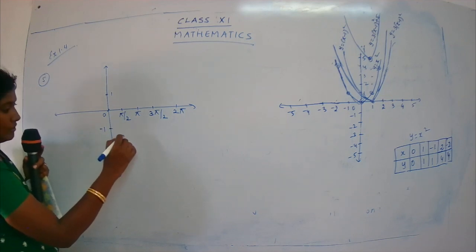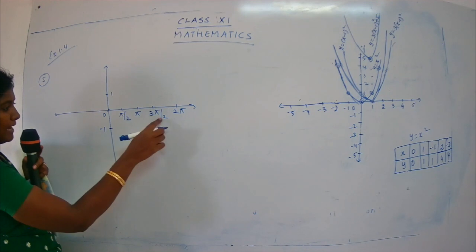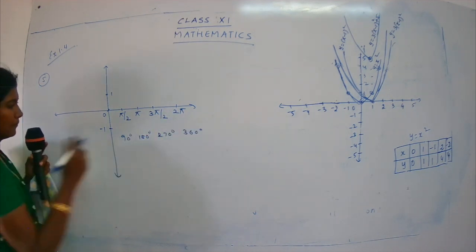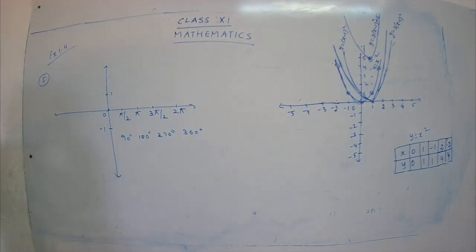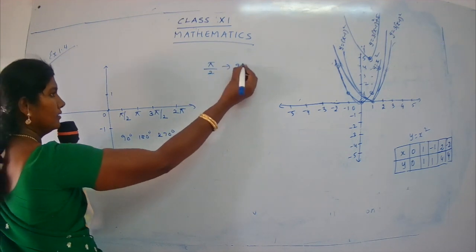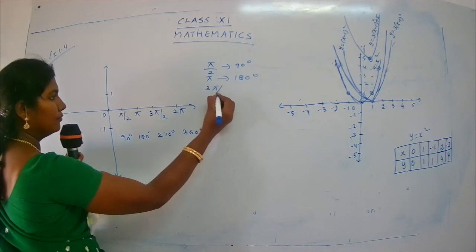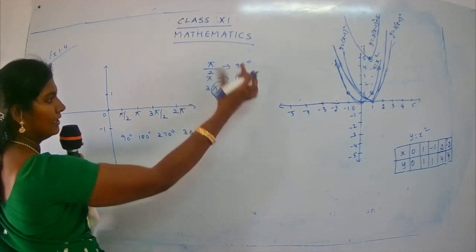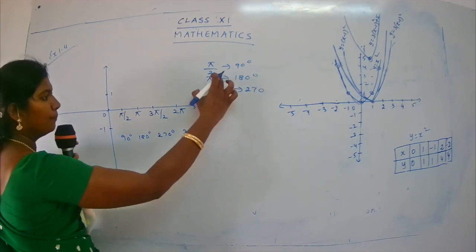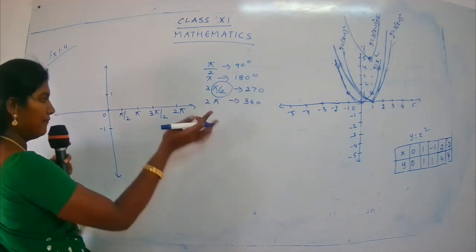Pi by 2 means 90 degree. Pi means 180 degree. 3 pi by 2, so 3 into 90, 270 degree. 2 pi, so 360 degree. You can just have a note of this. You can just write down here separately. Pi by 2 means 90 degree. Pi means 180 degree. 3 pi by 2 means 3 into 90, it's 270. 2 pi, 2 into 180, 360.